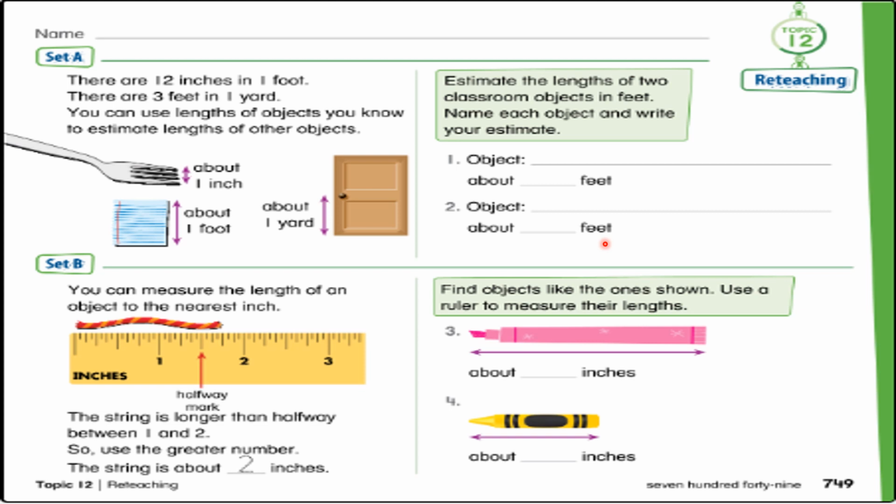Very nice. Okay. Then questions 3 and 4, find the objects like the ones shown. Choose a ruler to measure their length. So take your pencil or a marker or color pencil and measure it using your ruler, and write here how many inches long it is, and then take your crayon or a short color pencil and write its length here.